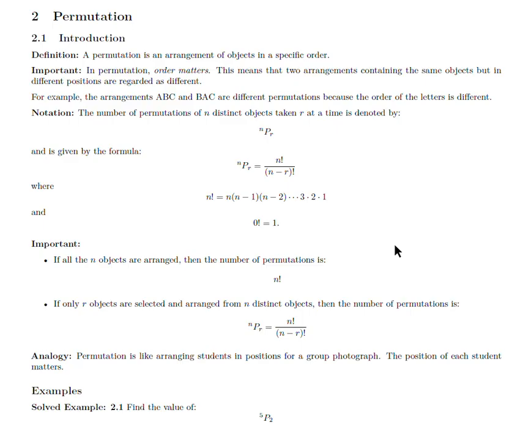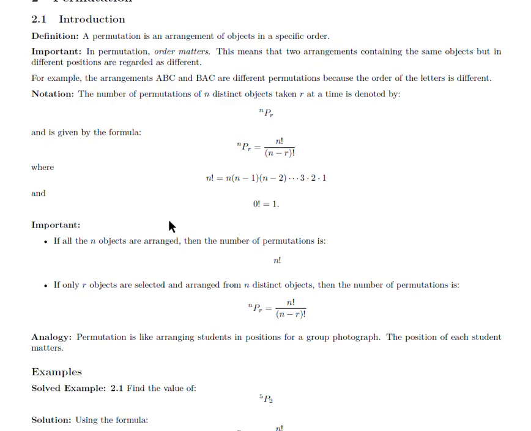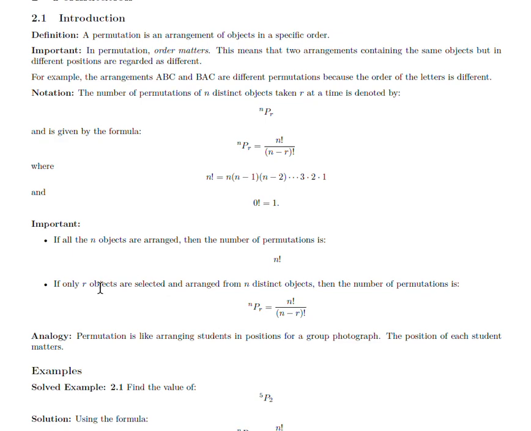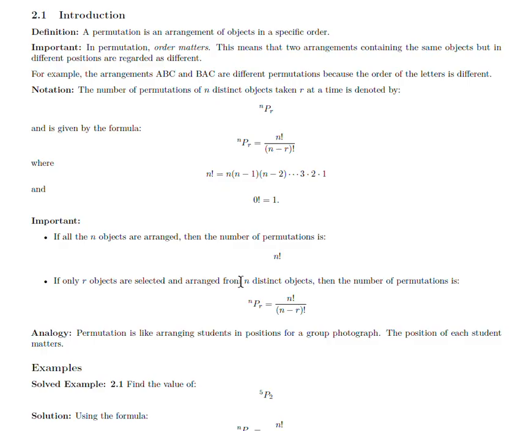And important notes: if all the n objects are arranged, then the number of permutations is n factorial. Right? If you have n objects that are well arranged and they are distinct, then the number of permutations is n factorial. We'll see examples anyway. If only R objects are selected and arranged from n distinct objects, then the number of permutations is n permutation R, which is given this way.